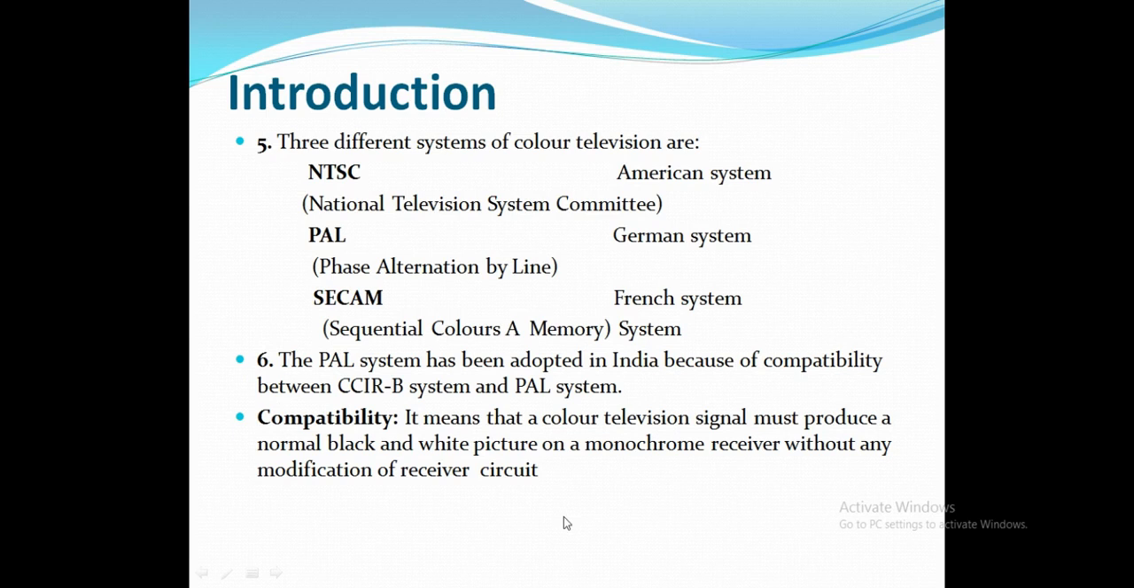So here the compatibility means the color television signal. Okay, so nowadays we use only color television signals. The transmitter will send only color television signals. So that color television signal will produce a normal black and white picture on a monochrome receiver.